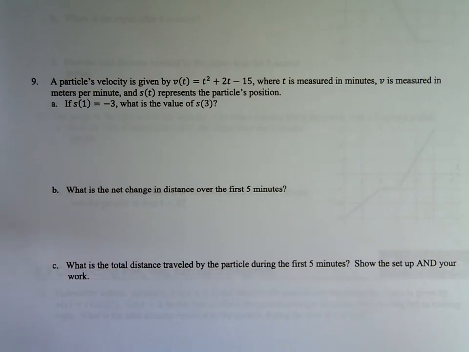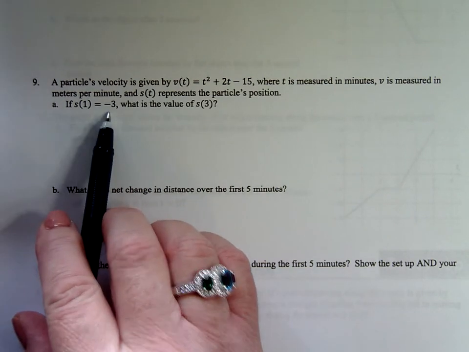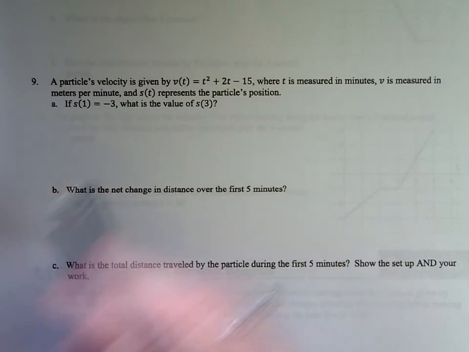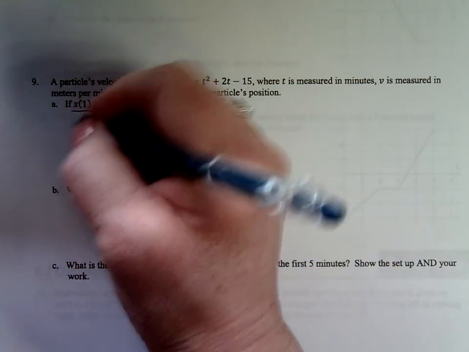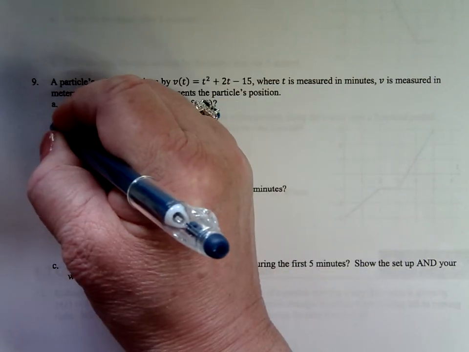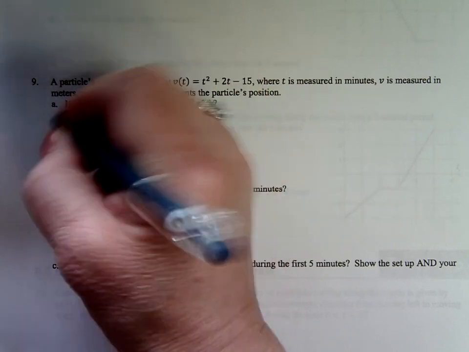S of 1 is -3. What's the value of s of 3? This is one where they start with an initial value. You know that the particle at 1 is at -3, so you've got to start with that. So I'm looking at this, and it's going to be -3 plus.